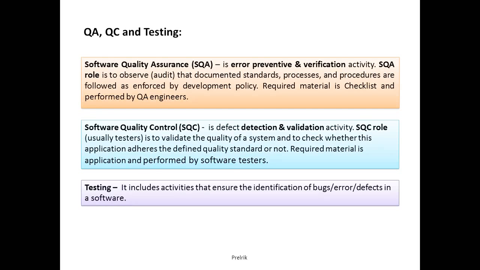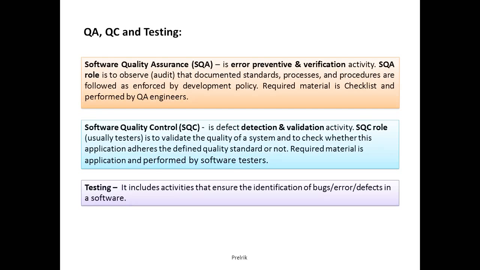Okay, so actually testing is part of QC, and testing includes activities that ensure the identification of bugs, errors, and defects in software. I'll explain it again. What is QA? QA is a verification process during the SDLC phase. It's monitoring and improving the SDLC process.